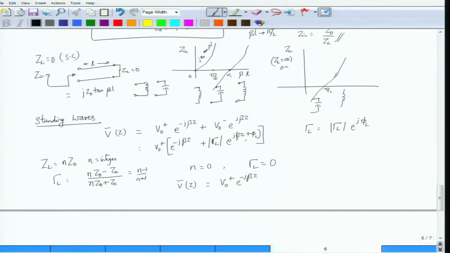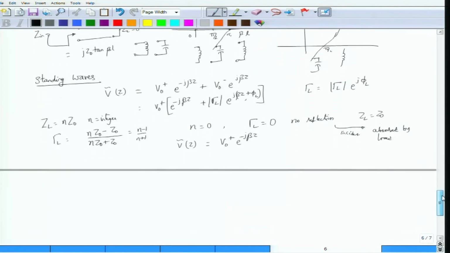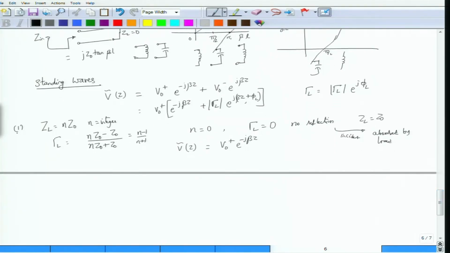This implication that gamma L equal to 0, or no reflection, is simply telling you that ZL equal to Z0 and the entire incident voltage is absorbed by the load. Okay. Entire thing is absorbed by the load. Okay. Consider a second case which is very interesting.